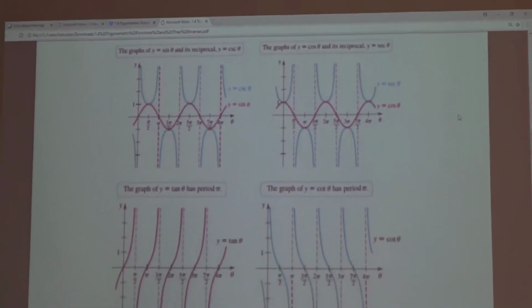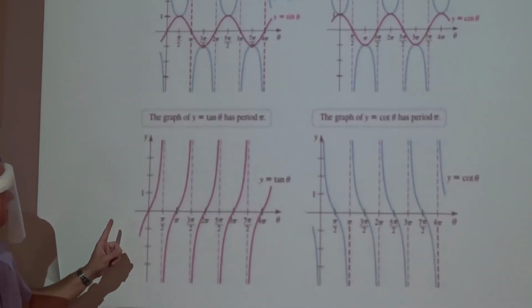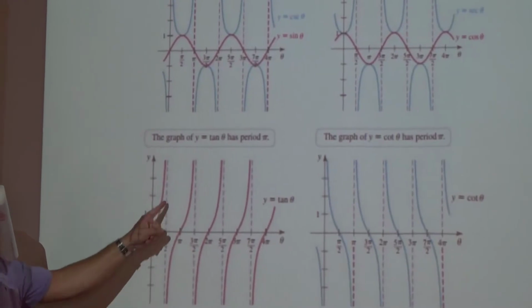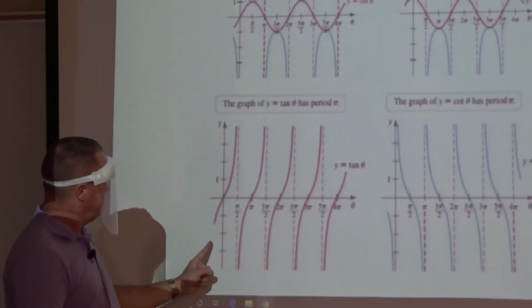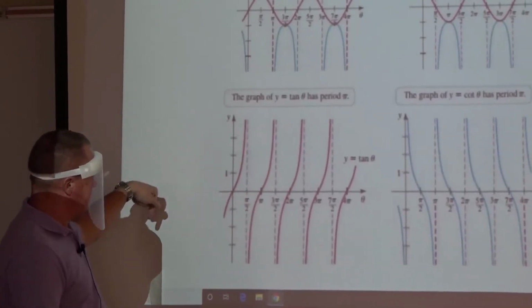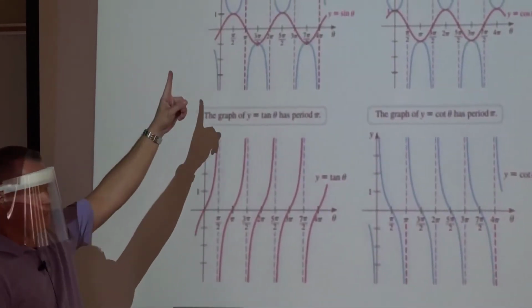Tangent, your vertical asymptotes are at pi over 2, 3 pi over 2, 5 pi over 2, and it goes up just like this. It descends to the left and ascends to the right.